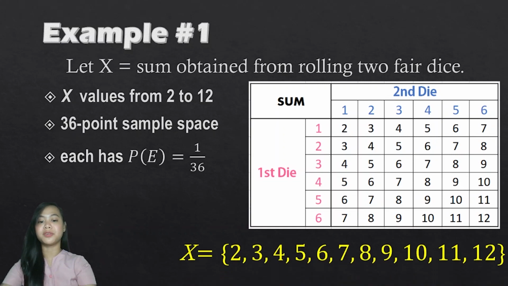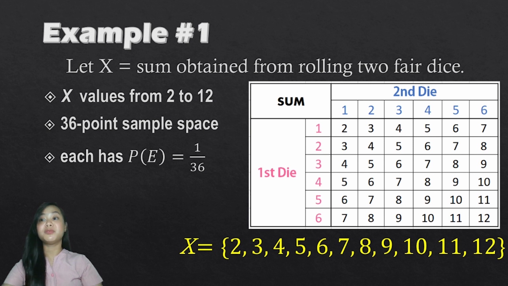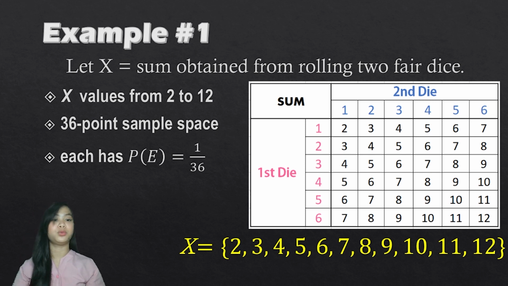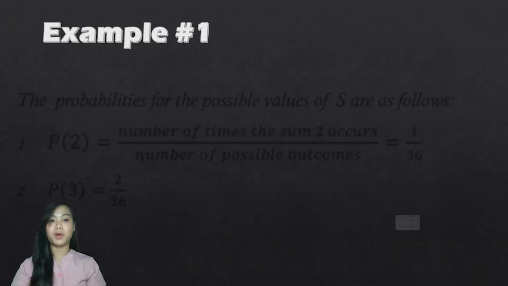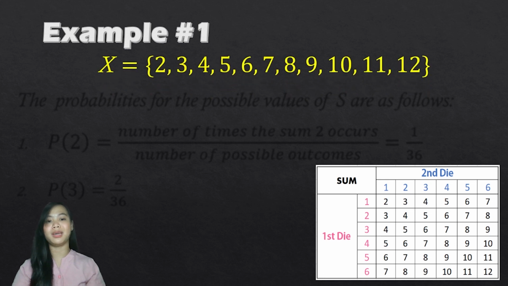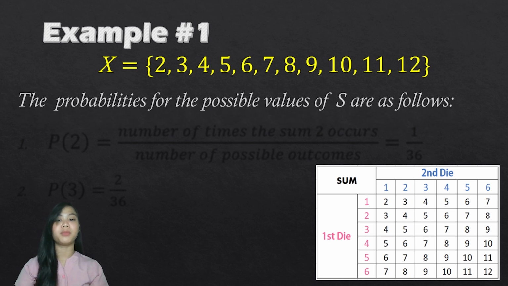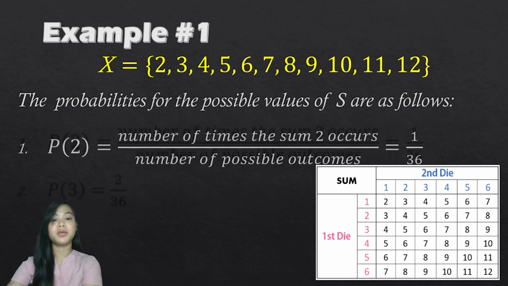And the values for the random variable x, the sum obtained from rolling two dice, are 2, 3, 4, 5, 6, 7, 8, 9, 10, up to 12. Now, let us get the probabilities in this example number 1. We have again the random variable values from 2 to 12, and the probabilities for these possible values of x can be computed as follows.